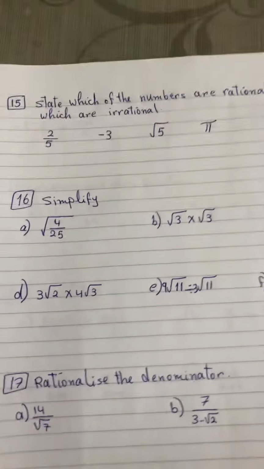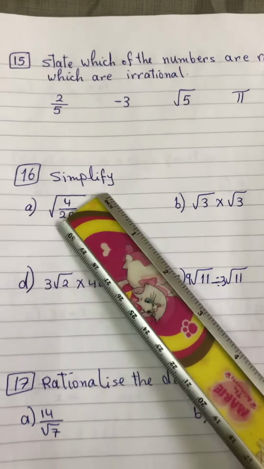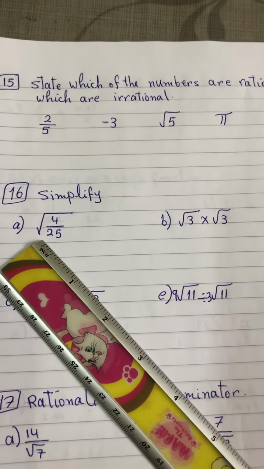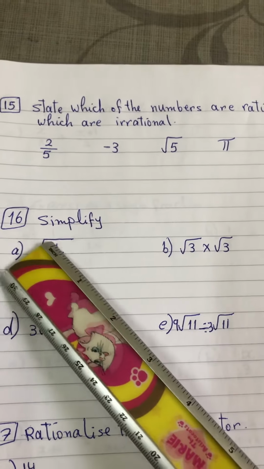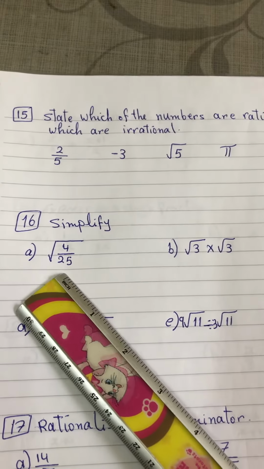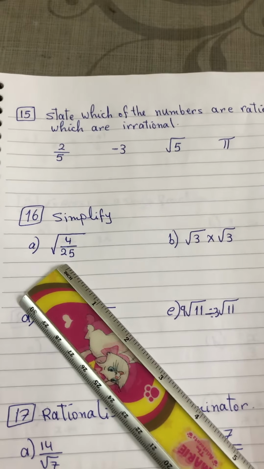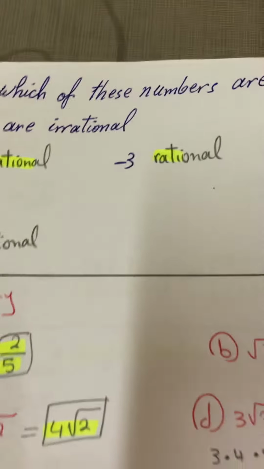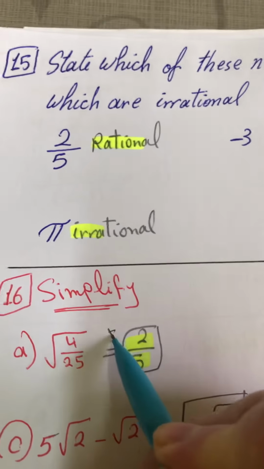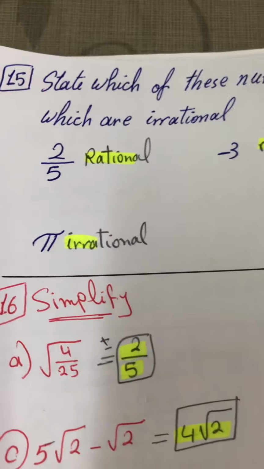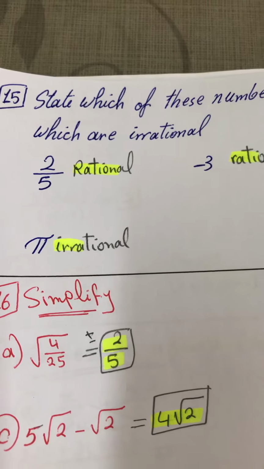Now, question number 16. Simplify square root of fraction 4 over 25. That's to say I have to find the square root of 4 alone and the square root of 25 alone. Square root of 4 equals 2, square root of 25 equals 5. So it will be 2 over 5, or we can say positive negative 2 over 5. I think it's very easy. You have to find the square root for both the numerator and the denominator.